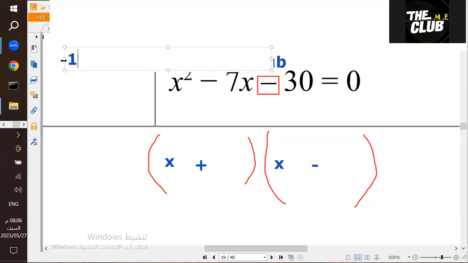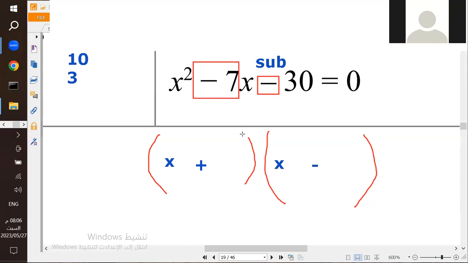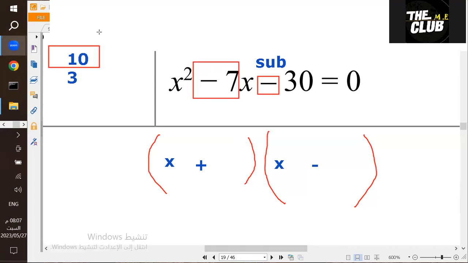I know it's 10 and 3, but we don't know where to put each one. I look at the answer of subtraction, which is negative, so the bigger one should be negative. I put the 10 with the negative, so that negative 10 plus 3 gives me negative 7.